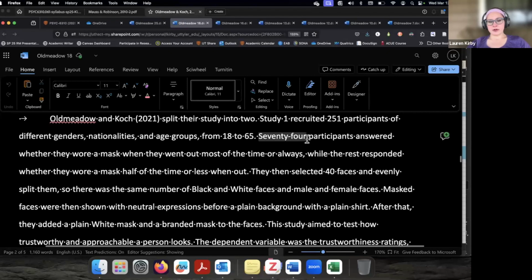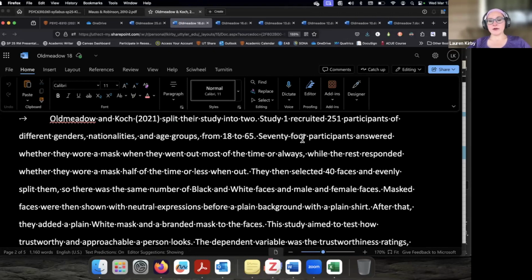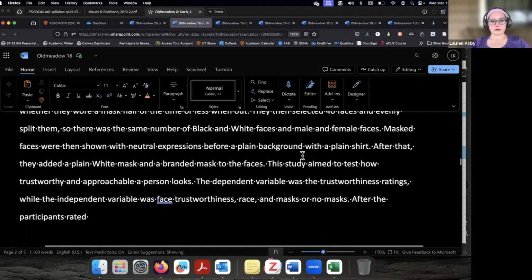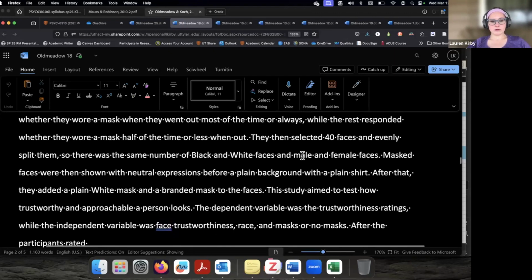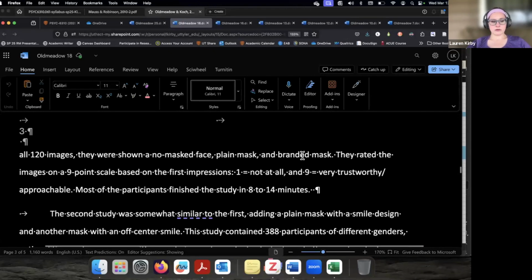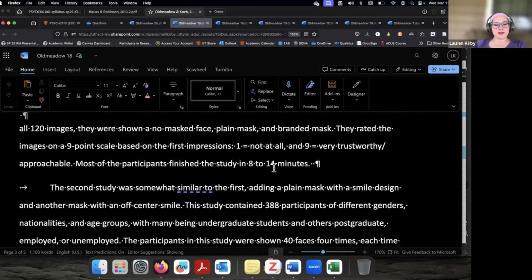This is not true. If you add these together, it wasn't 74 out of 251 participants. It was 74% of the participants who said they masked. Remember, this was in 2021 where everybody was doing it for the most part. You don't really need the 8 to 14 minutes thing.